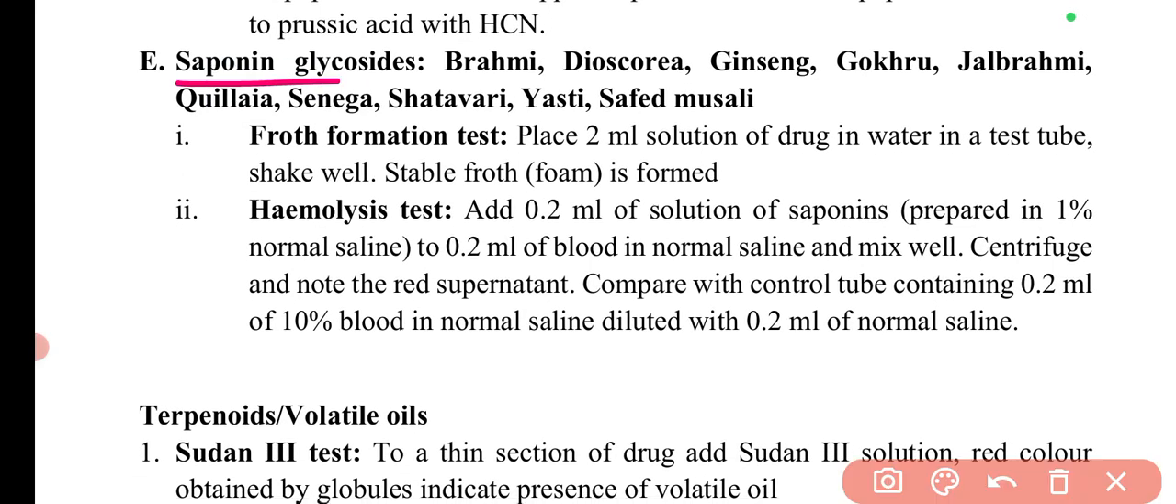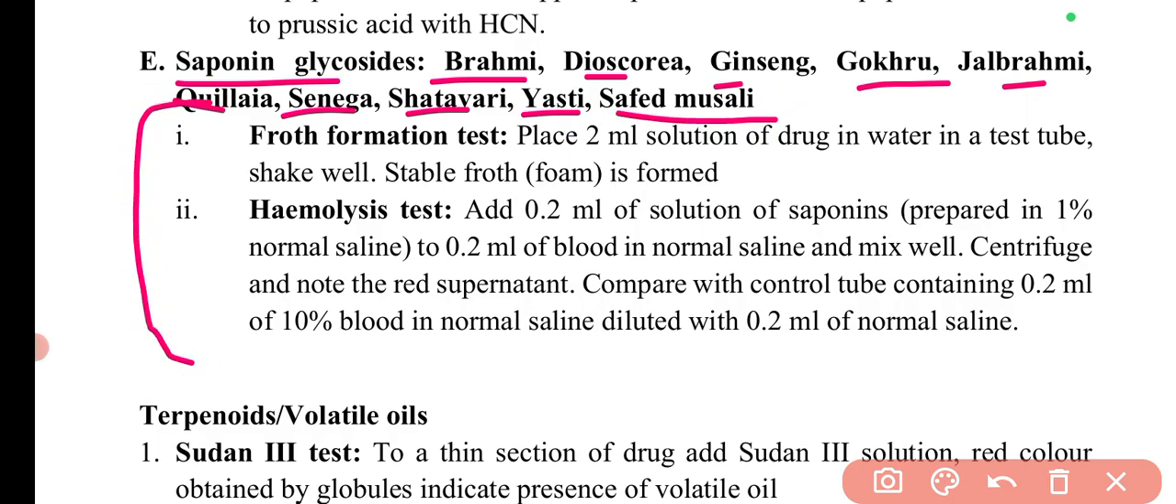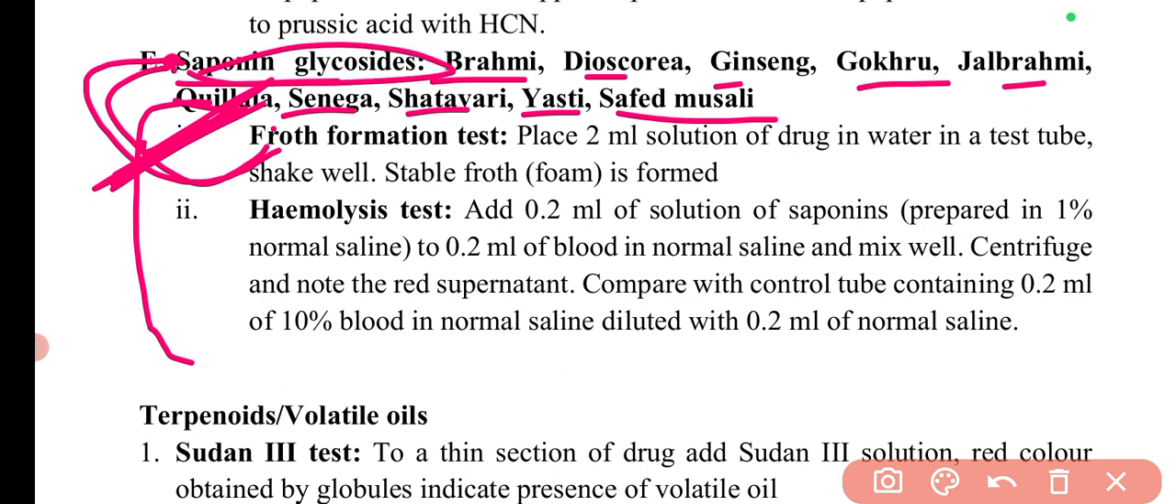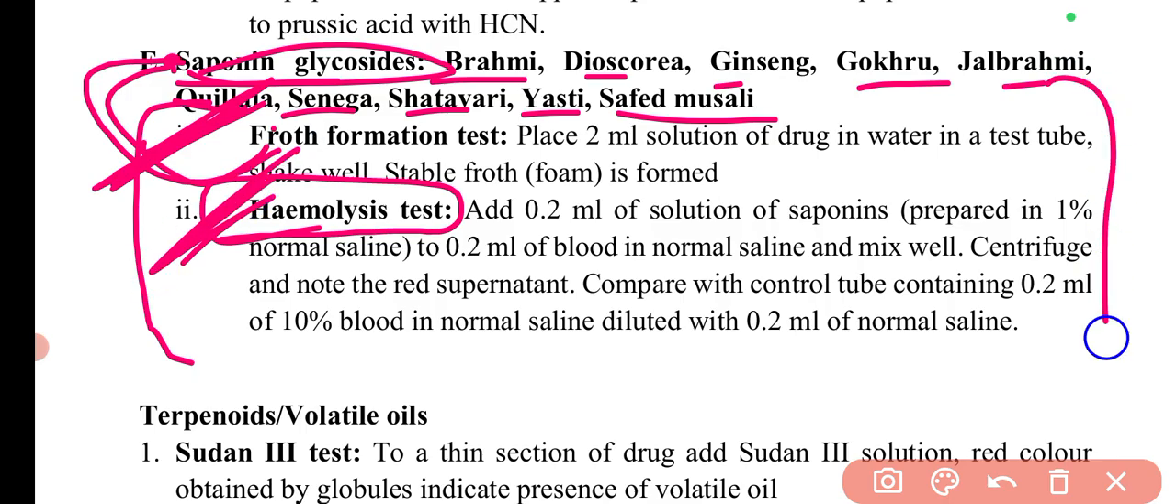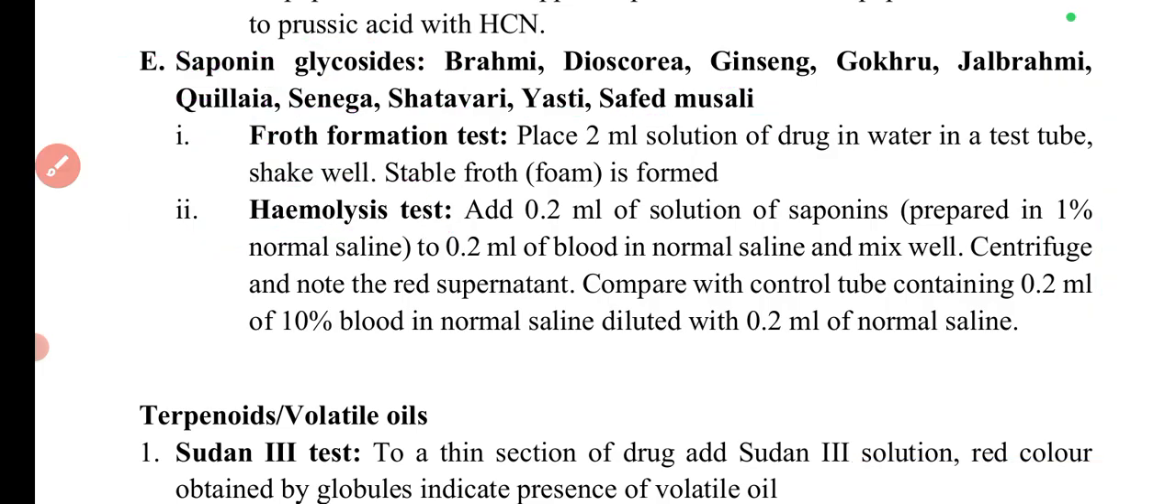For example, this is for saponin glycosides like Brahmi, Dioscorea, Ginseng, Gokhru, Jal Brahmi, Quillaia, Senega, Shatavari, Yashtimadhu, Safed Musli. For these there are two tests. One is the froth formation test. I have given you this question in the MCQs also. The froth formed indicates saponin glycosides. Also there is the hemolysis test. In this, the rupturing of blood cells is seen with these types of glycosides. So these are basically two tests for saponin glycosides.